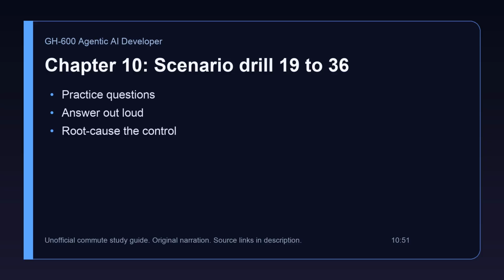Question 21. An agent has a correct plan but starts acting before approval. Which boundary failed? A. Planning versus execution. B. Long-term memory. C. Quantitative evaluation. D. Repository visibility. Answer: A. The boundary between plan and execution failed. The agent acted before the plan was checked or approved.